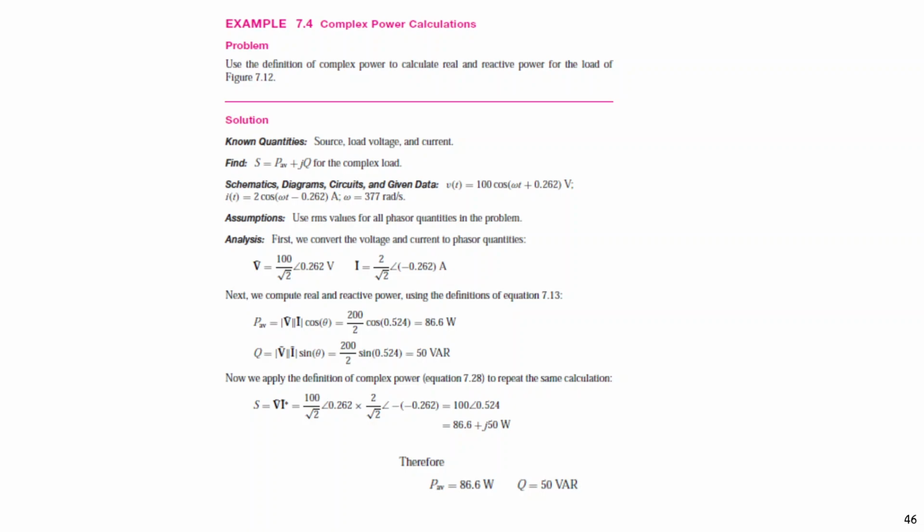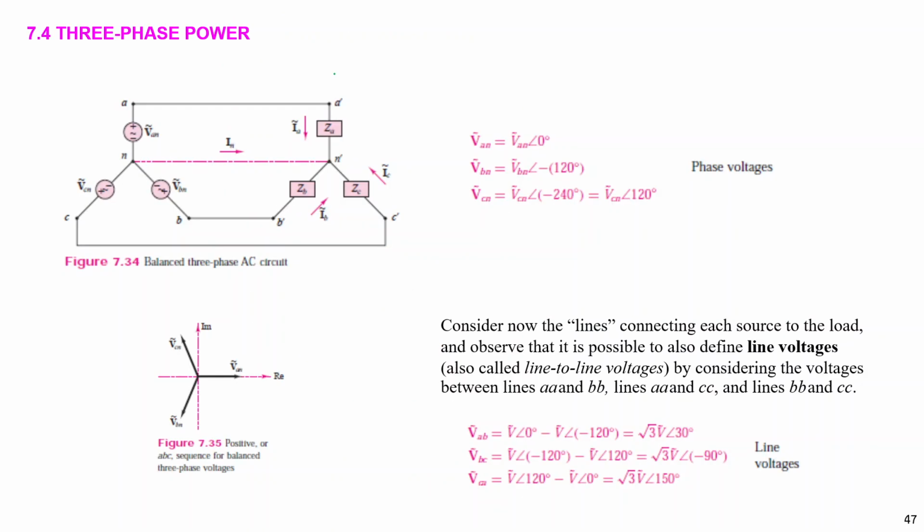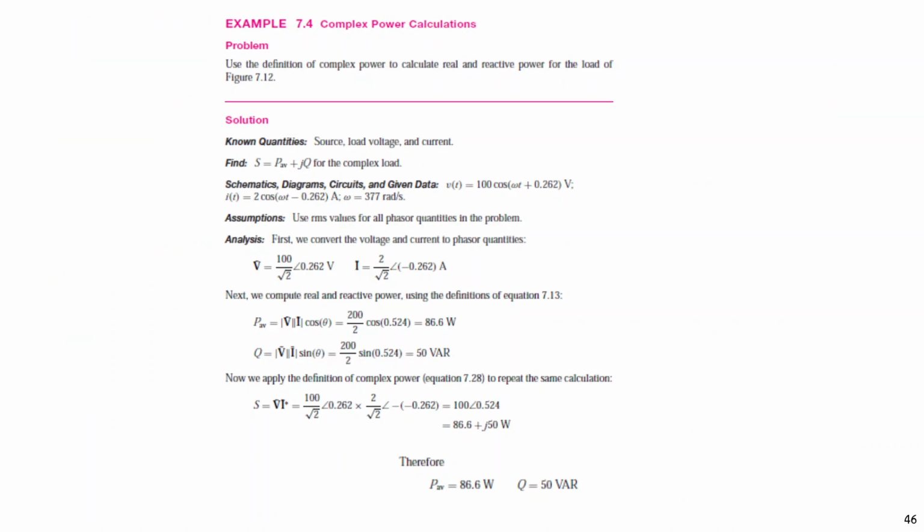And this is the complex power calculation. Anyway, from voltage and current, we calculate complex power, right? And the voltage V is 100 divided by square root 2, with the angle of 0.262 radian. If we write down voltage in terms of phasor, what is the angle?